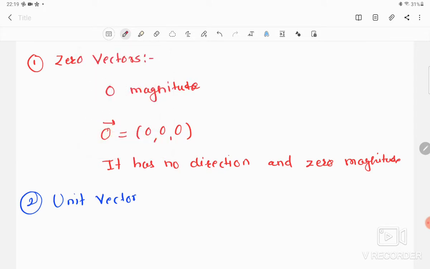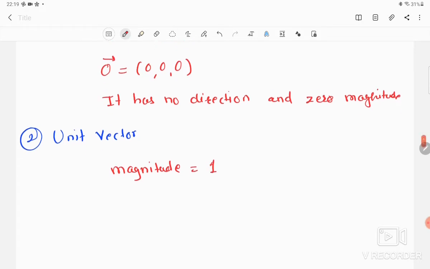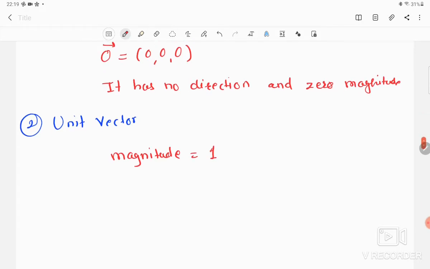So the definition is really simple. A vector that has a magnitude equal to 1 is called a unit vector. It is denoted by a cap, that is, a triangular cap on the head. It is also called the multiplicative identity of vectors.